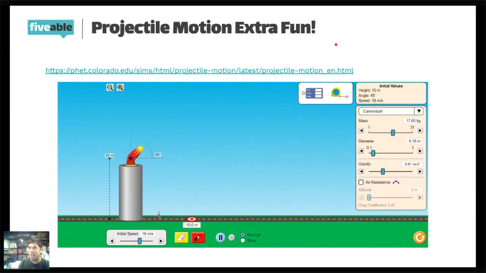And again, if you want some extra fun, here's the link to the PhET simulation. You can mess around and shoot various things. You can investigate how mass changes stuff. You can turn on air resistance and see what happens if this was not free fall, but rather real life motion. That works too. But otherwise, yeah, check that out.